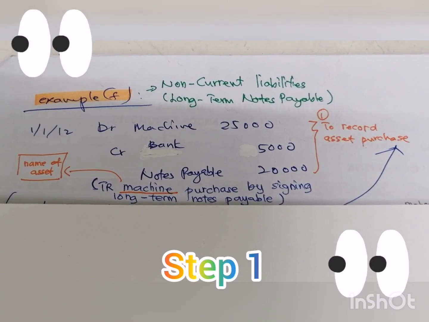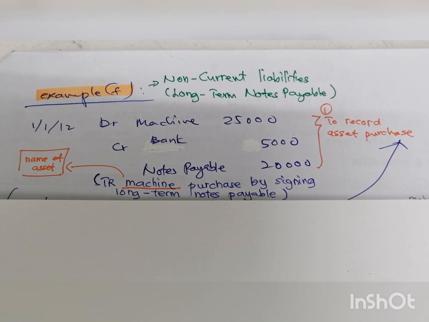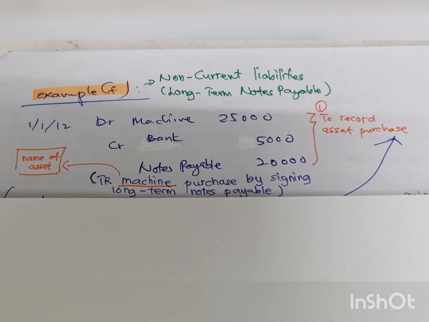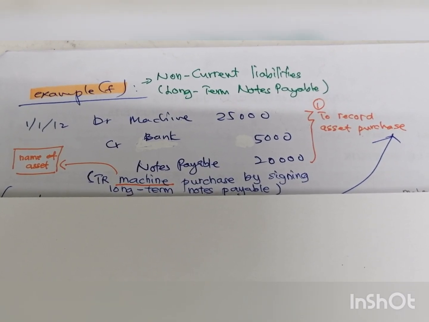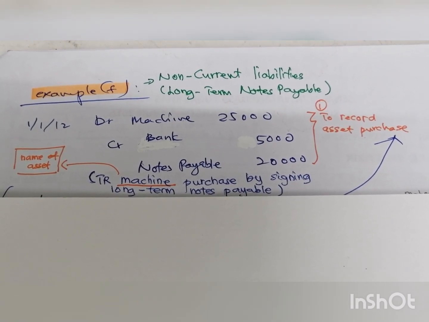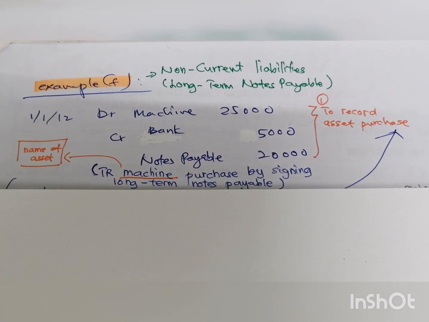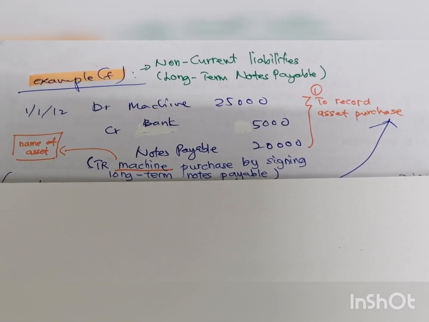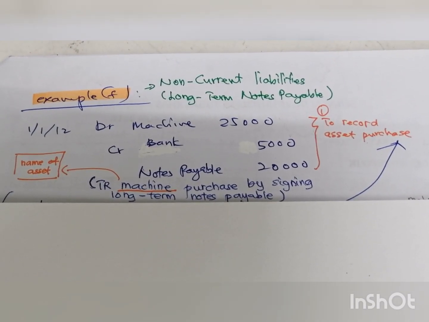So, step 1, to record the asset purchase, we shall record it at the date of 1st January 2012. Debit machine 25,000 and credit bank 5,000. Credit notes payable 20,000. The explanation will be to record machine purchase by signing long-term notes payable.